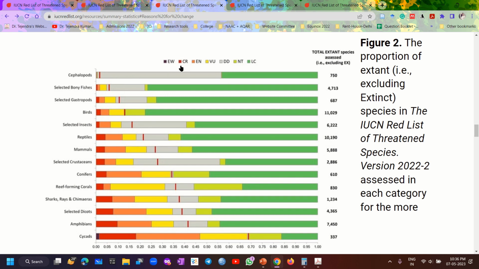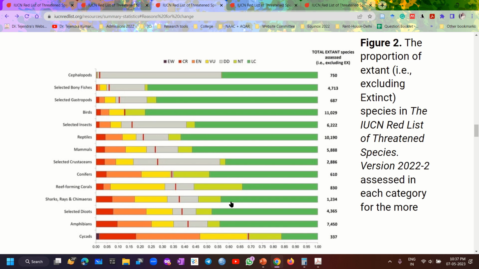Critically endangered species are shown by the red colored line. As the red line grows, these come under higher categories. So we can see that cycads and amphibians are the most critically endangered, with a larger number of critically endangered species, and some dicots. Then, going to the upper side, you will find sharks, rays, chimeras, reef-forming corals, conifers, selected crustaceans, mammals, reptiles, selected insects, birds, selected gastropods, selected monofishes, and cephalopods. So all these are under these categories.